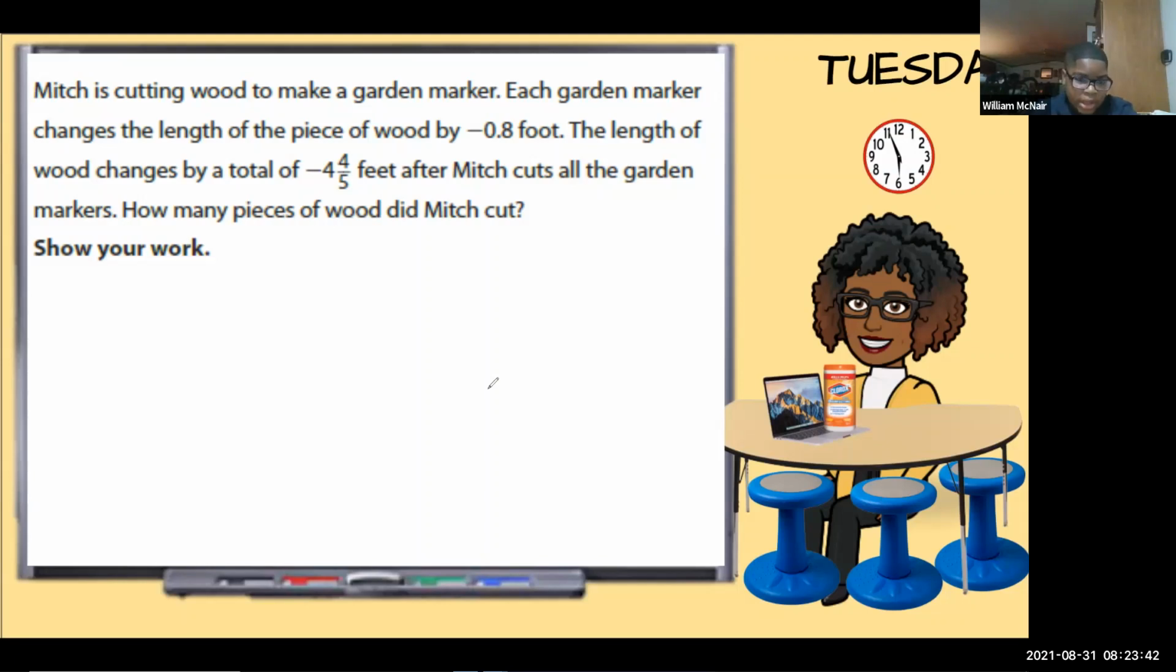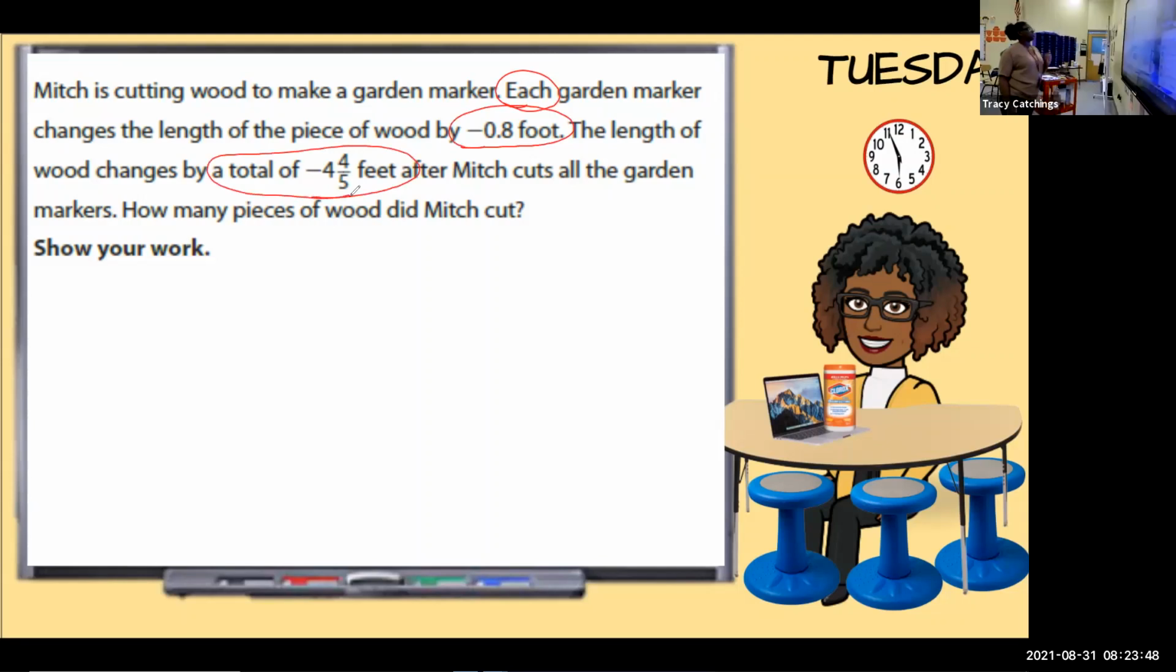Each changes the change by the total. So we got a total, we got a smaller amount. Would you say that multiplication or would that be division? Division. Good job, that is division. So we will be dividing negative 4 4/5 being divided by negative 0.8.